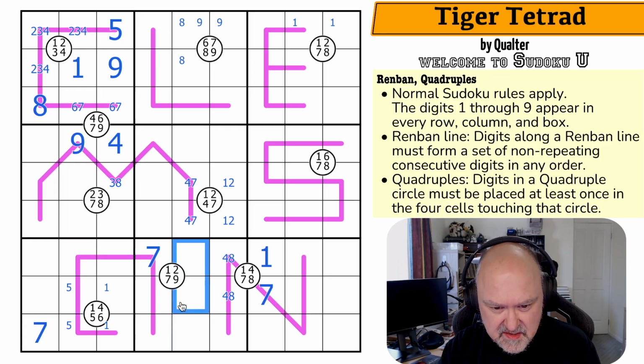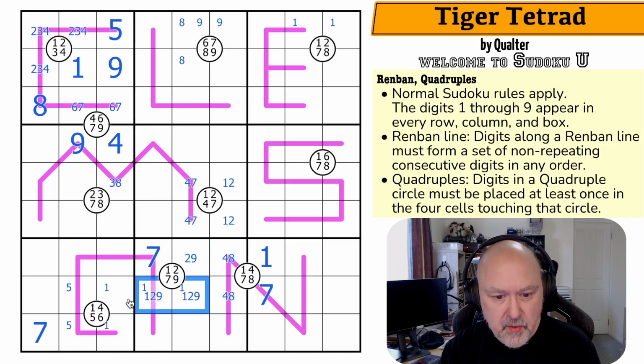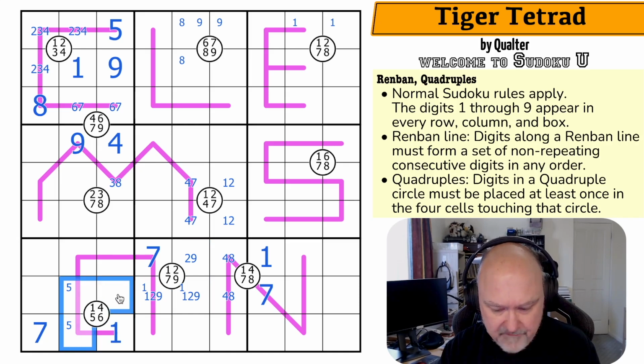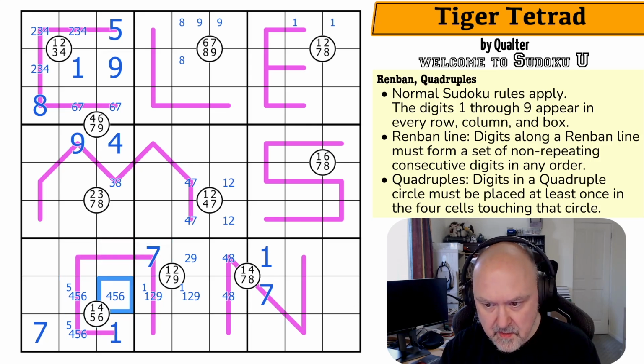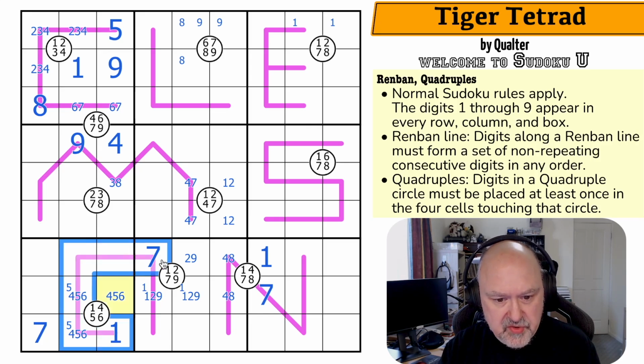So these are 1, 2, and 9, and that one can't be a 1. So 1 is in one of those two, which means that can't be a 1, and that's a 1. These are 4, 5, and 6. Now, this line needs to have 4, 5, and 6 on it. That digit there must be on this line, because all of the digits 4, 5, and 6 must be on this line.